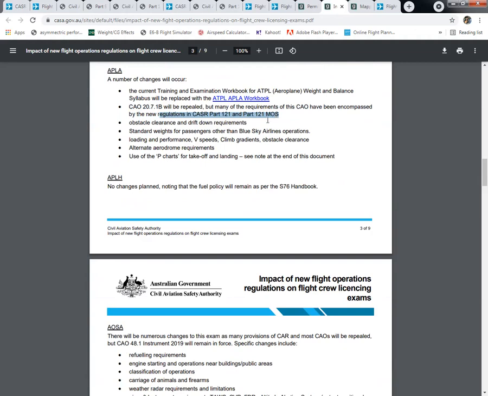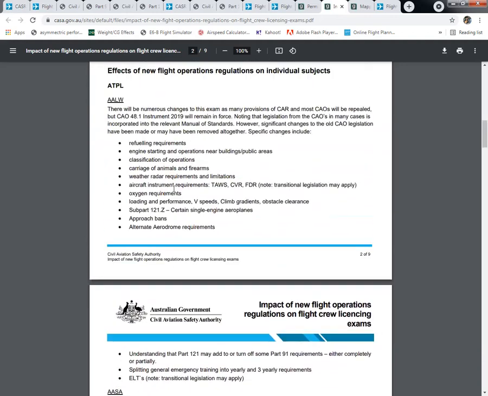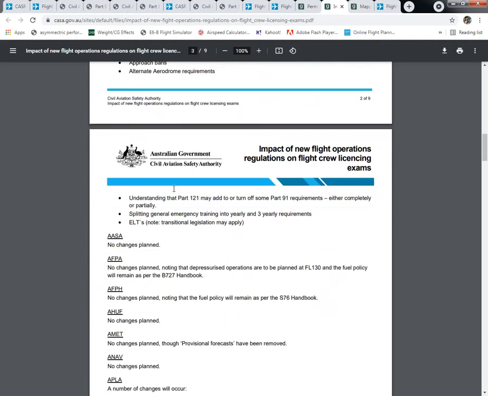And it is a little bit different, so I'm rewriting some of the new material for performance and loading because of obstacle clearance and drift down requirements changing very slightly. And V-speeds and gradients, there's a few little minor changes. It's not anywhere near the magnitude of change that it is for law, but performance and loading will have a rewrite at ATPL level. Other than that, that's really it. There's nothing else in ATPL that gets affected.